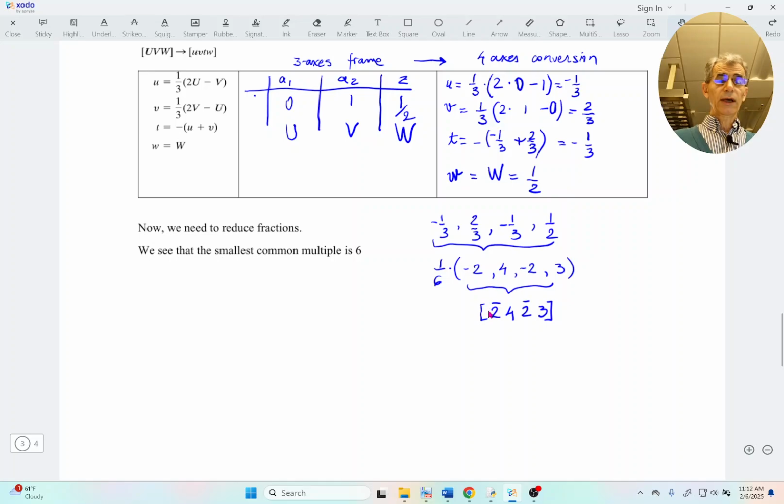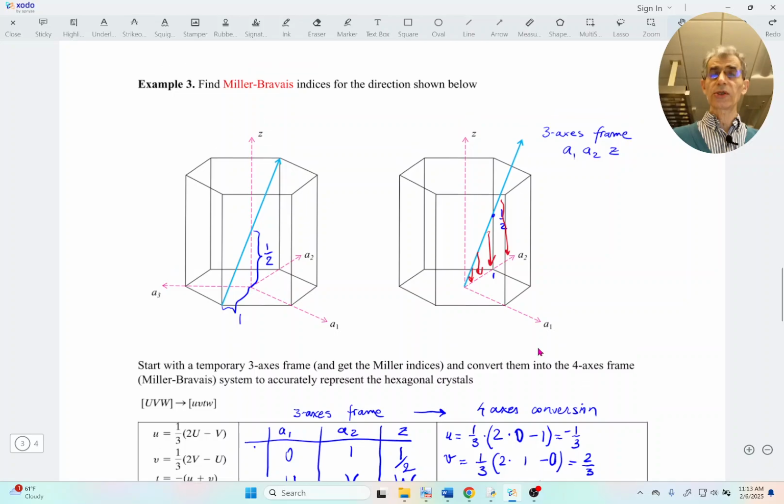Now we remove the commas, put the bars on top, and put the brackets. So these are the Miller-Bravais indices for this direction.